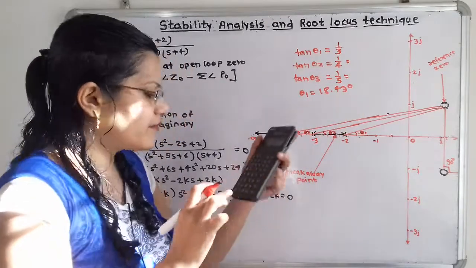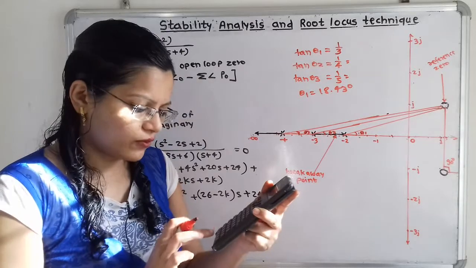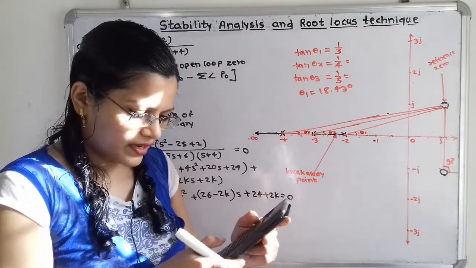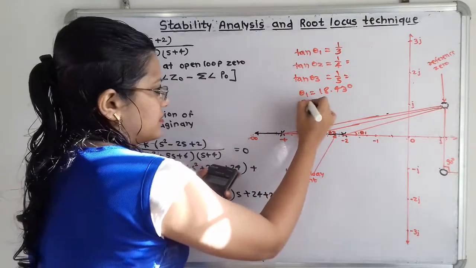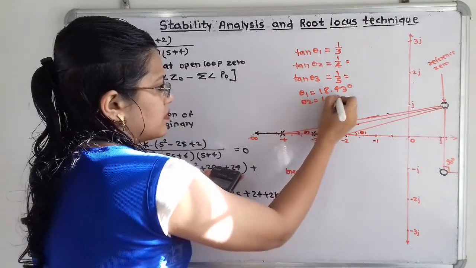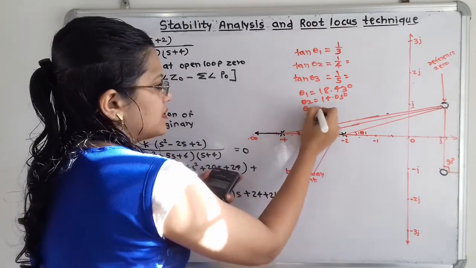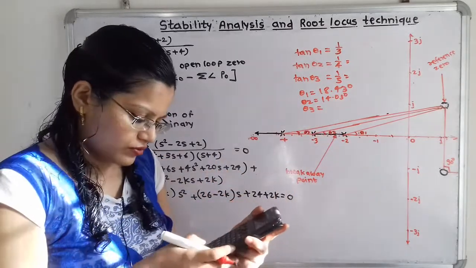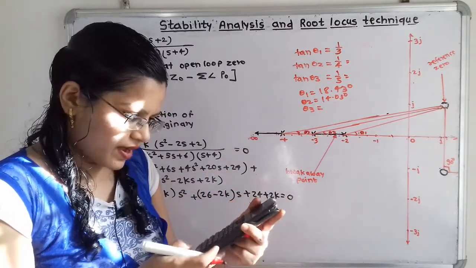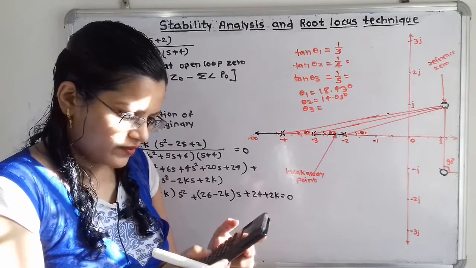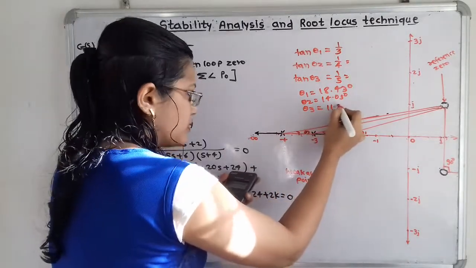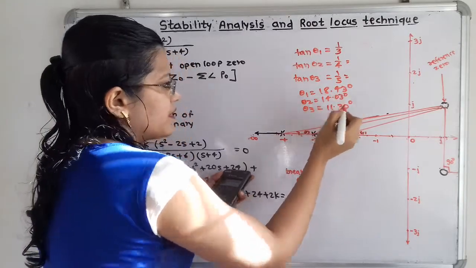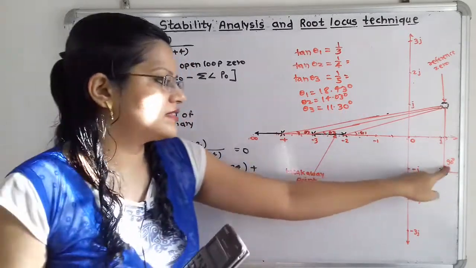Now in the same way, 1 by 4. So 1 divided by 4, that is 0.25, and shift tan inverse gives 14.03. Then theta 3 is 1 by 5. So 1 divided by 5 and shift tan inverse, that is 11.30 degrees. So these are the three angles, and this angle is also there.